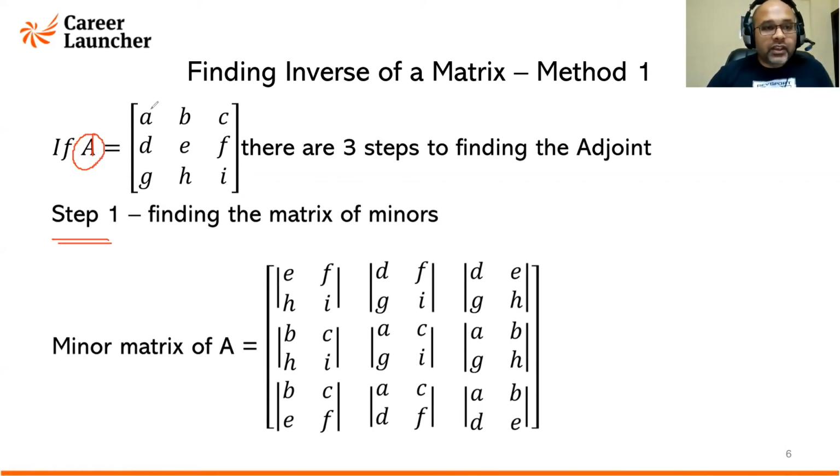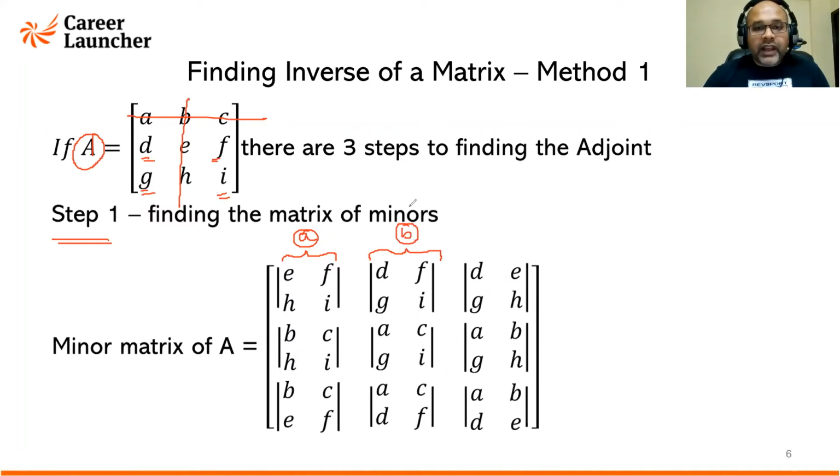A quick recollection: if you want to find the minor of A, you delete its row and column, and you find the determinant of the leftover, E, F, H, I, and you write it in the place of A. In the place of A, I am writing the minor of A. Similarly, I will write the minor of B. Now, what is the minor of B? Very quickly, B is gone, so D, F, G, I. You can see the determinant of D, F, G, I I will be writing here in place of B.